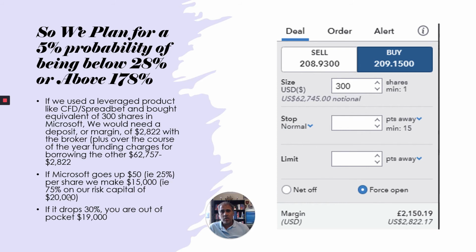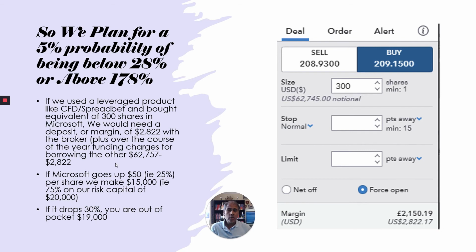Now, if it drops, and this is more important, if it drops 30%, you're out of pocket $19,000. How do I know that? Well, because 30% of $209 per share would mean you'd be down at $19,000. That's pretty much your risk capital, as I said.